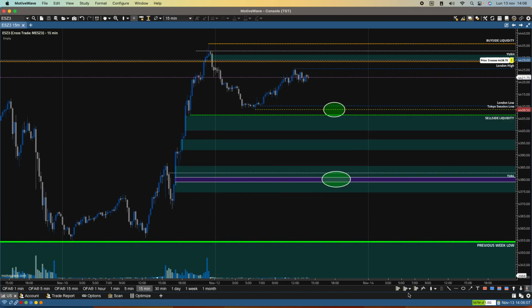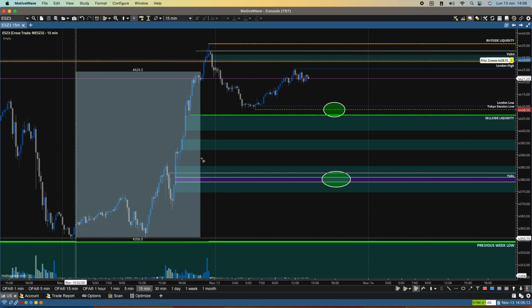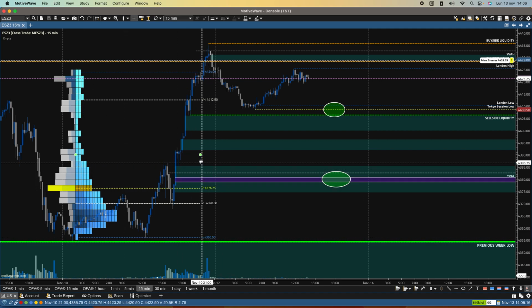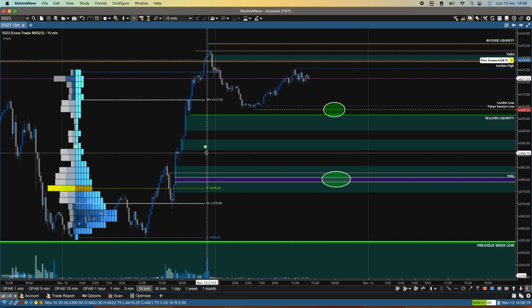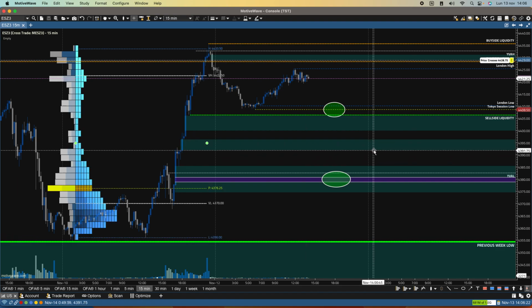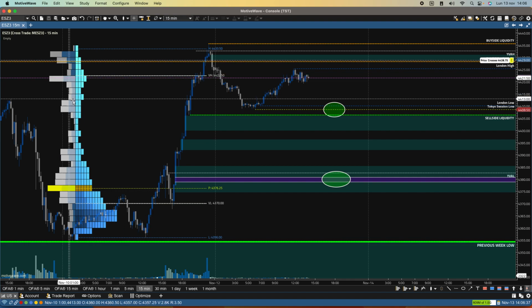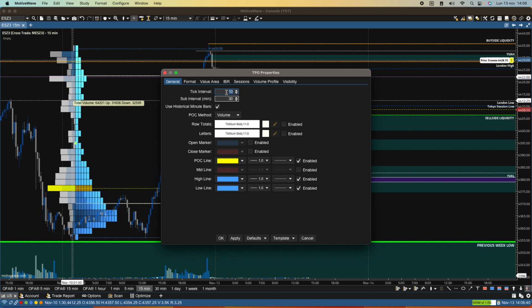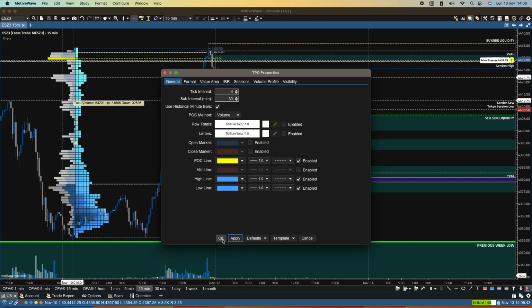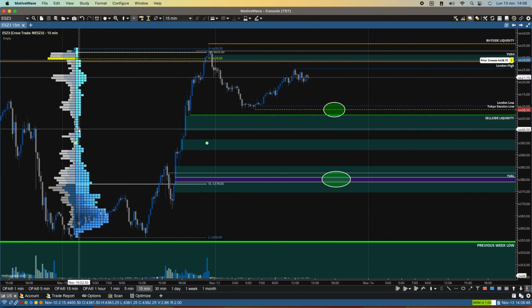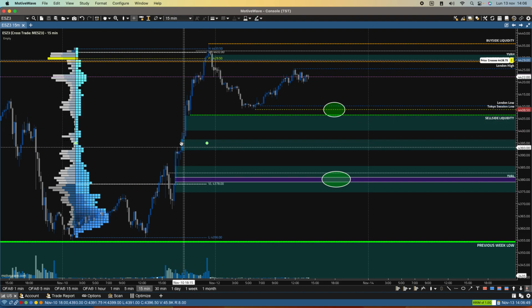These are all single print if we use a TPO. We see that these empty boxes here, they all are single print. Yeah, sorry, it's better to wait for ticks. As you can see, we have a lot of empty volumes here, confirmed by this gap.